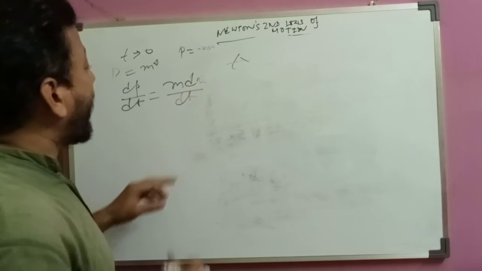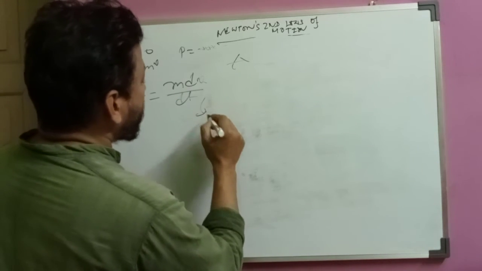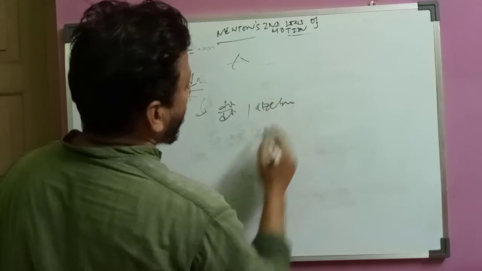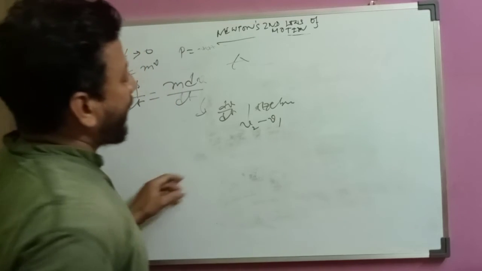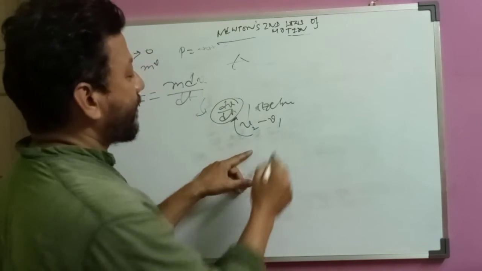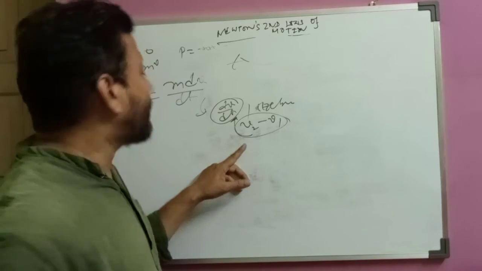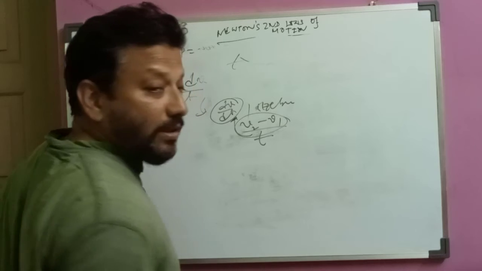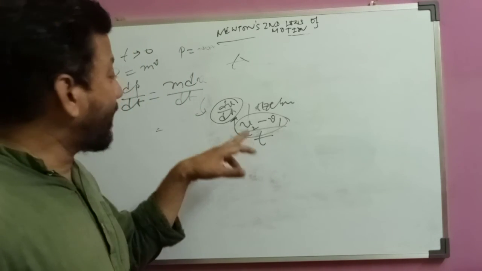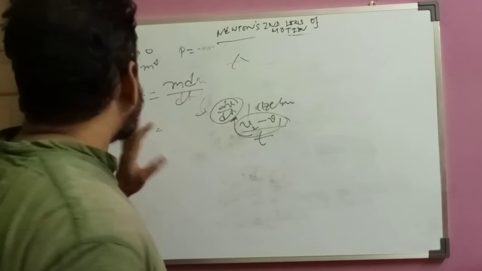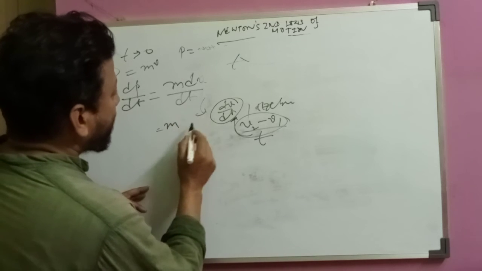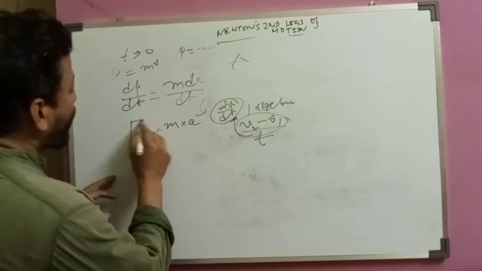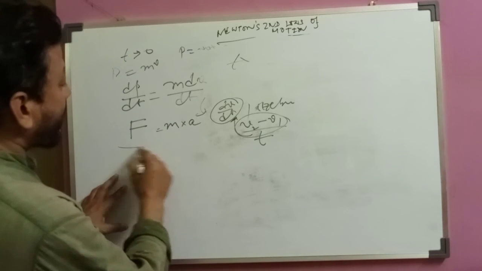So what is dv? Rate of change of velocity. We previously did the rate of change of velocity. This dv by dt is, in algebraic form, v2 minus v1, while in calculus we did it this way. This is algebraic, this is differentiation. So v2 minus v1 divided by t is the rate of change of velocity. So this part, m dv by dt, is nothing but ma, and dp by dt is nothing but force. So this is Newton's second law.